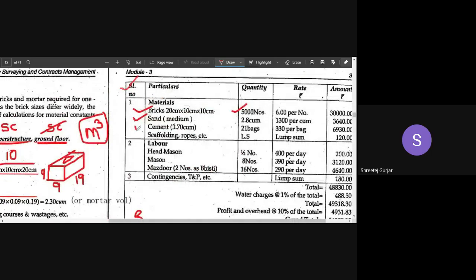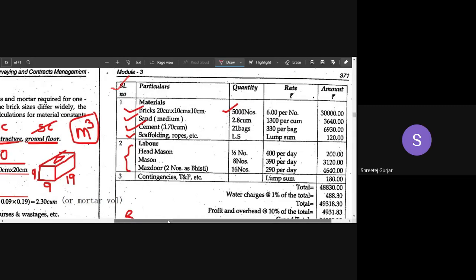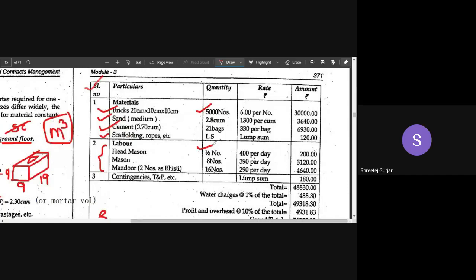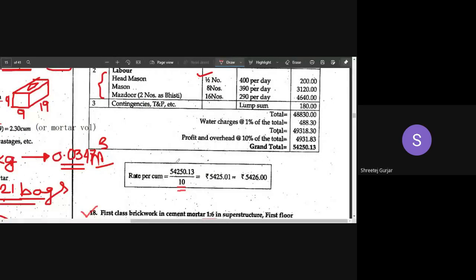So bricks, sand, cement, all those things you can write. Scaffolding, if it is working in higher elevation, you can add scaffolding as lump sum. And you know how to add the masons, all the types of masons and their quantities. We know how to multiply, right? We can write down and calculate the total rate.